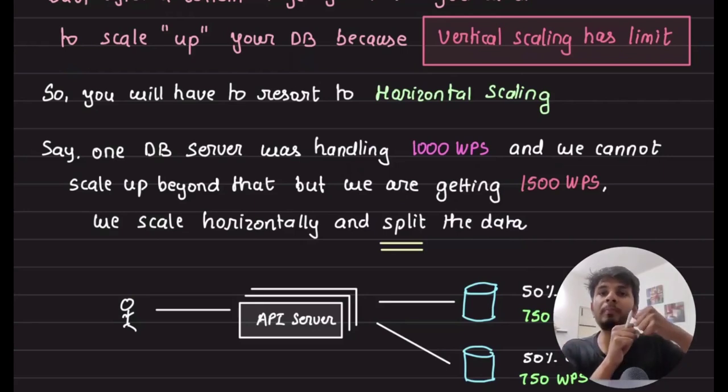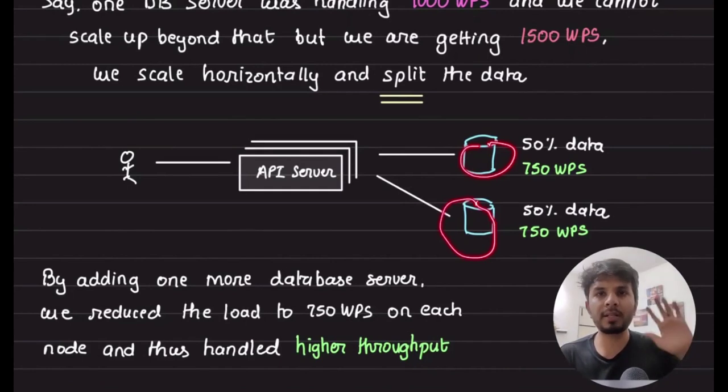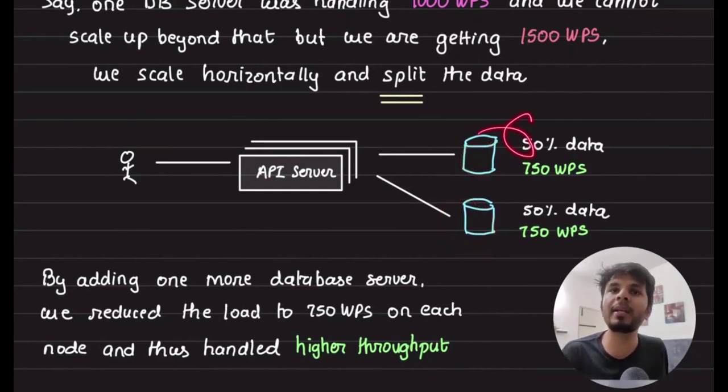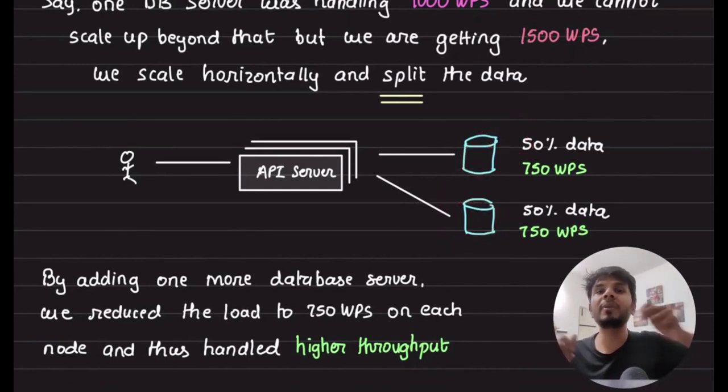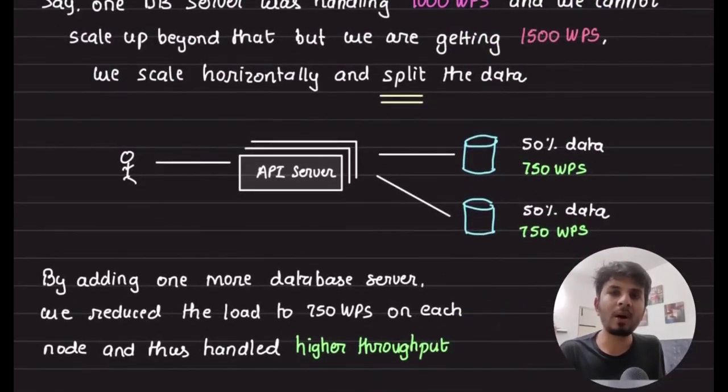So what if I distribute the data across two databases? Let's say I take 50% of the data and put it in one database, and take the rest 50% and put it in the other database. So now instead of one database, I have two databases, each having 50% of the data. Now the same instance that was handling 1000 requests per second will get only 50% of the load. Let's say the number of requests I'm getting is 1500. Now I have to handle 1500 writes per second, so I split the data into two.